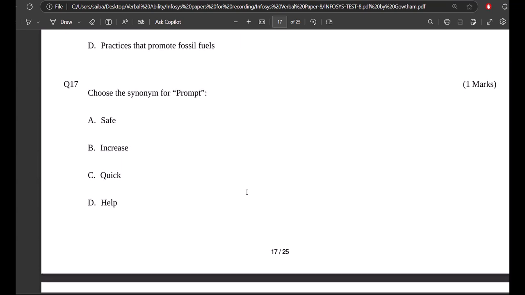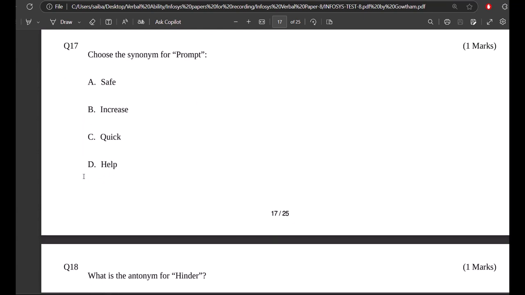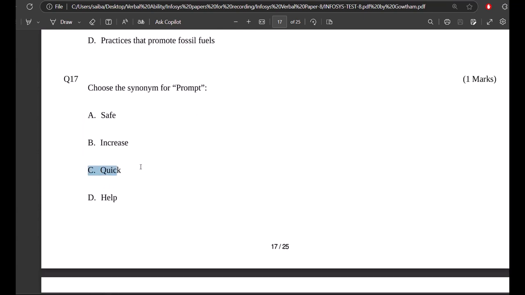Next one we have the word synonym prompt. Prompt is nothing but quick, right? So that is the reason answer C. So we say, right, looking for your prompt response. We write it at the end of the mail. What does it mean? Looking for the prompt response means looking for the quick response.